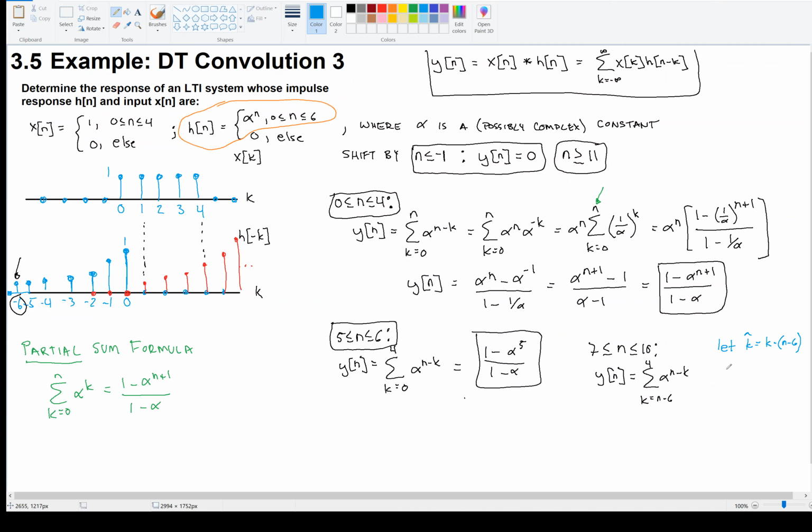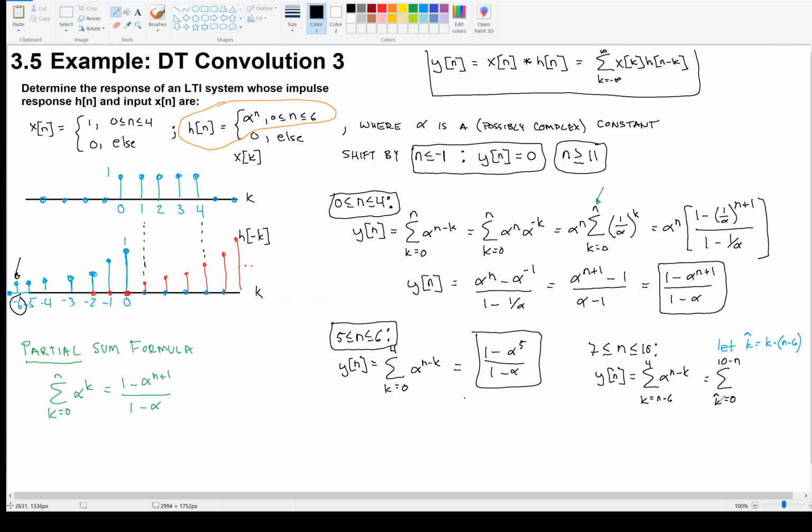You see, take a second to make sure you get that. So we're going to exchange the k's with k hats. We're changing the index. When k is n minus 6, k hat will be 0. Okay, so I'm going to write this as a sum from k hat equals 0. This is change in variables. And then when k is 4, k hat is 4 minus n plus 6. So that looks like 10 minus n to me when k is 4.